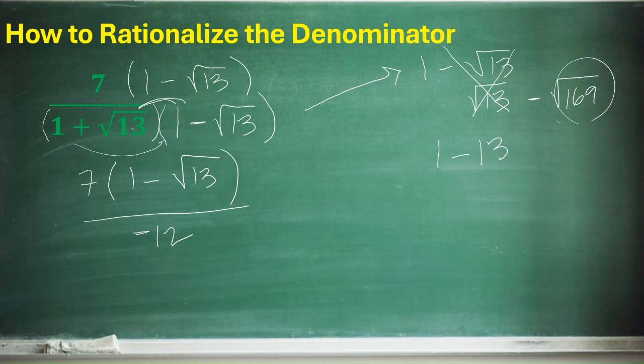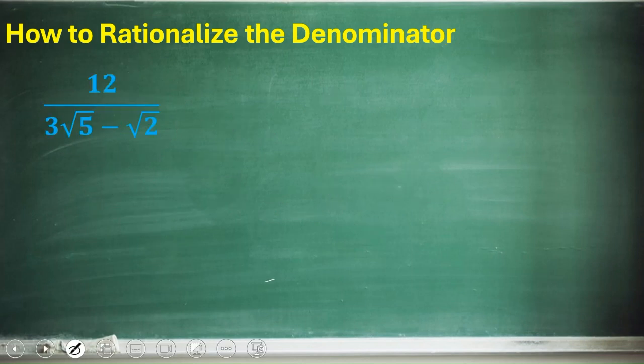Now we're going to simplify the numerator. I'm going to distribute 7. 7 times 1 is 7, minus 7 times root 13 is 7 root 13, all divided by negative 12. You could leave your answer like this.